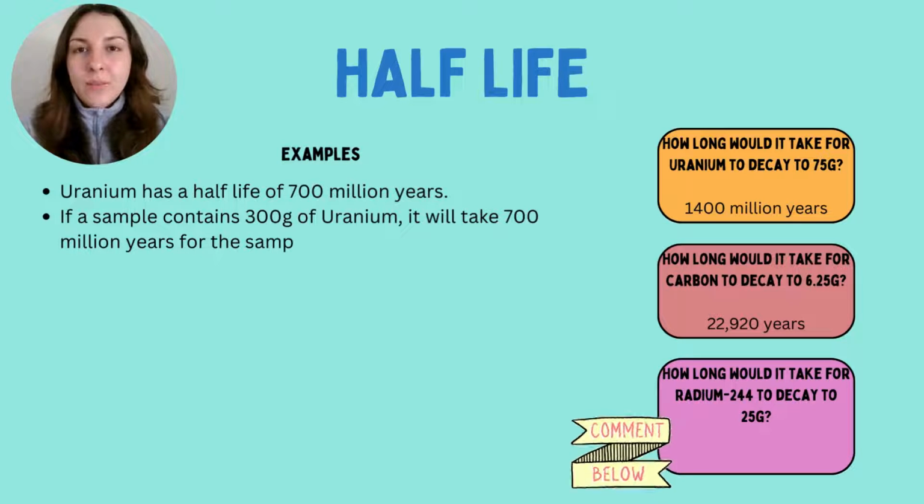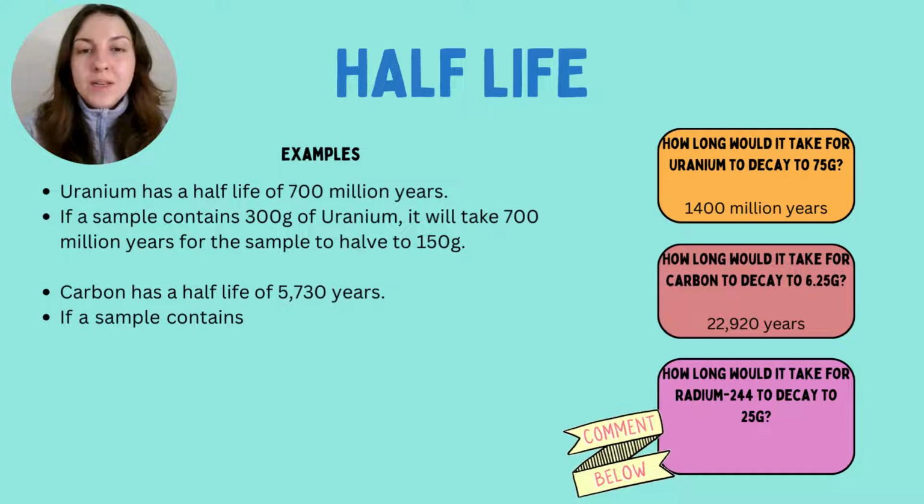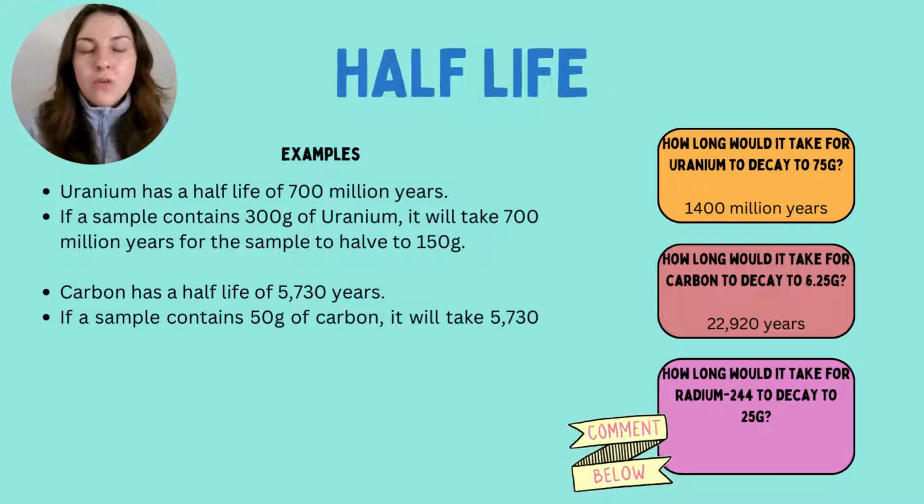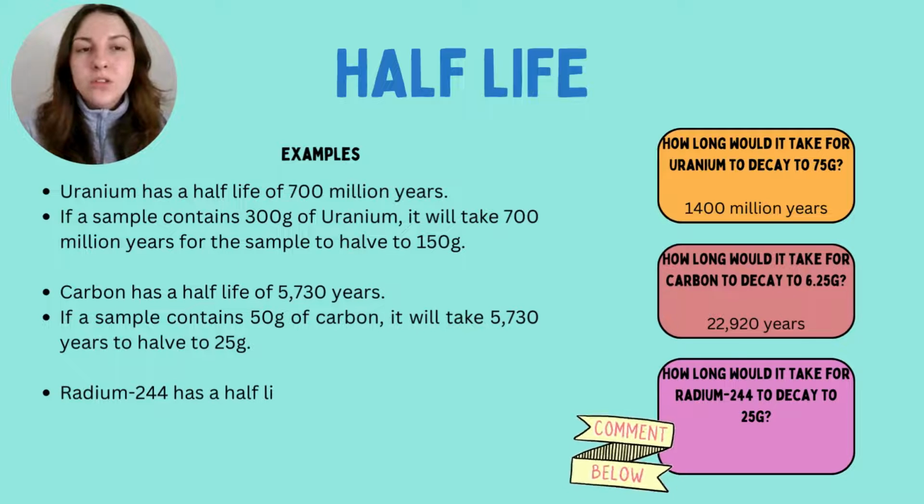So this is the example we have. It says uranium has a half-life of 700 million years. If a sample contains 300 grams of uranium, it will take 700 million years for the sample to be halved to 150 grams. So that's how long it would take to halve that amount of substance. The question is, how long would it take for uranium to decay to 75 grams?